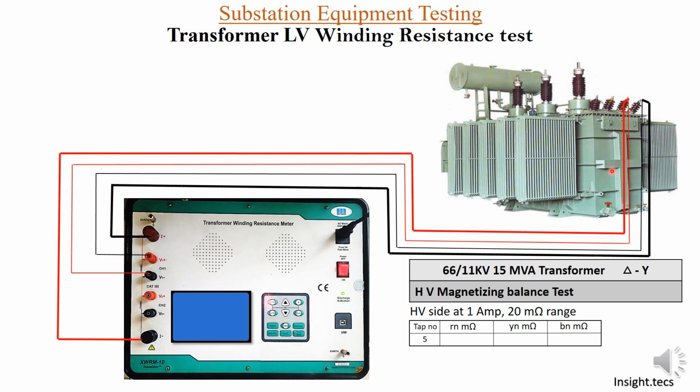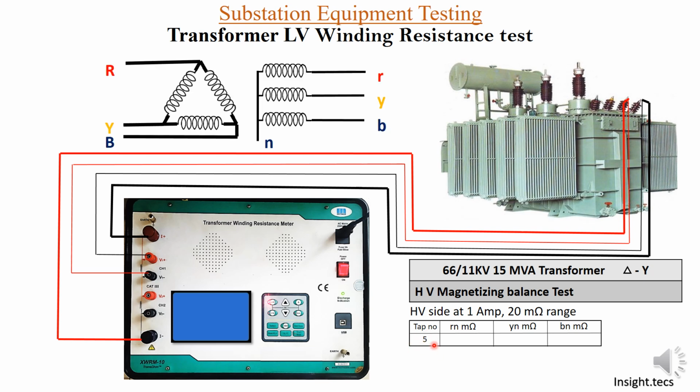Because there is only single winding, we will measure it on any normal tap on which the transformer is normally kept. So let us measure it for tap number 5. You can see over here single winding is there, right? For tap number 1 or 5, whichever you measure, the result will always remain the same. So let us turn on the kit and do the settings of 1 ampere and 20 milliohms. When you do this, you can get the result of 87.20 milliohms.